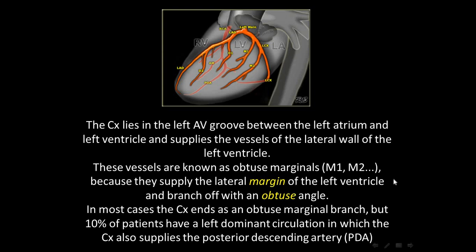We talked about the obtuse marginal branches. In most cases, the circumflex ends as an obtuse marginal branch, but in 10% of patients, it has a left dominant circulation, as we said, in which the circumflex will supply the posterior descending artery.